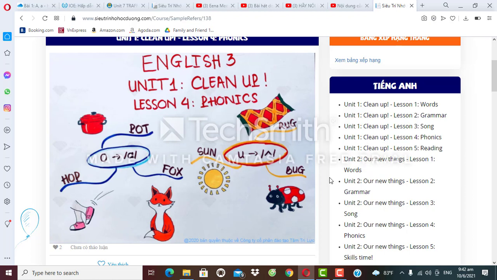Let's see the next one. So the next symbol here. Ah. Okay. This one is pronounced ah, and it goes with the words like hat, man, or fan.